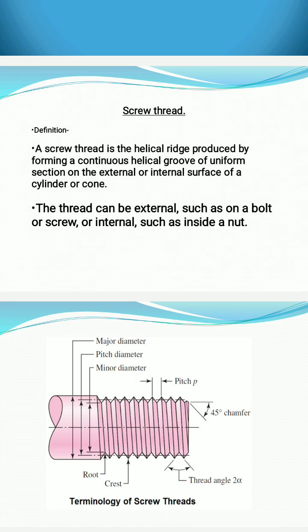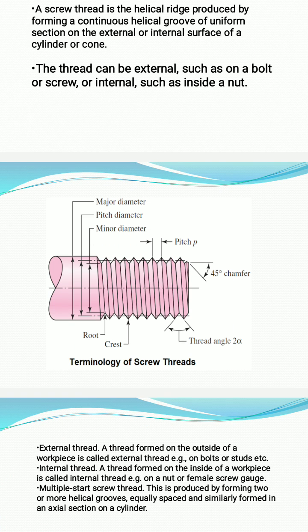Other than that, we also know threads are also used for power transmission. An example is a screw jack. A screw jack, as we all know, has square threads or buttress threads. These are used for the lifting of weights, lifting of cars, lifting of auto rickshaws when you want to change the wheel. Correct? So that is why screw threads are used for power transmission. They are also used for fastening purpose, assembling two or more components.